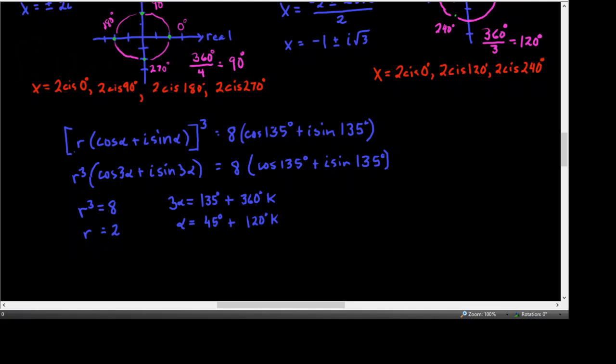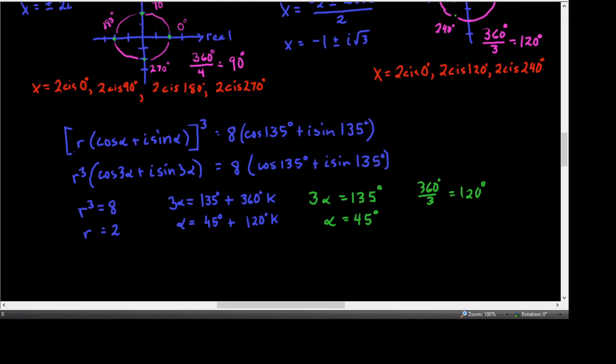So this is where I kind of do it a little bit differently from what the book does. I'm going to write this differently. This is what I would have written. 3 alpha equals 135 degrees. Solve for alpha. It's 45 degrees. And that's my primary answer. And then, since it's something cubed equals our number, that means that the full circle is going to be divided by 3 and get 120 degrees spacing between my answers.